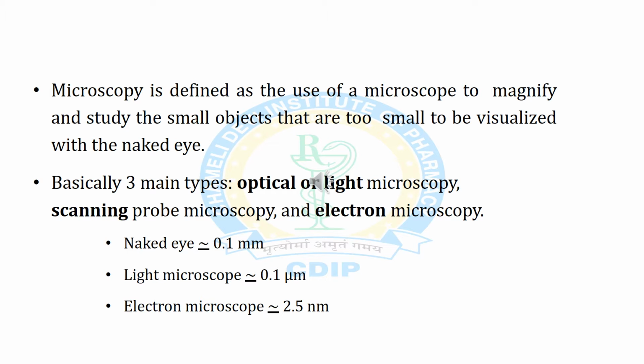There are basically three main types: optical or light microscopy first, scanning probe microscopy, and last one is electron microscopy. So these are the three basic classes: optical, scanning and electron microscopy. If we discuss some terminology, with the naked eye we can see a 0.1 mm structure. With the help of a light microscope, we can see 0.1 micrometer, and with electron microscopy, we can very easily see a 2.5 nanometer object.